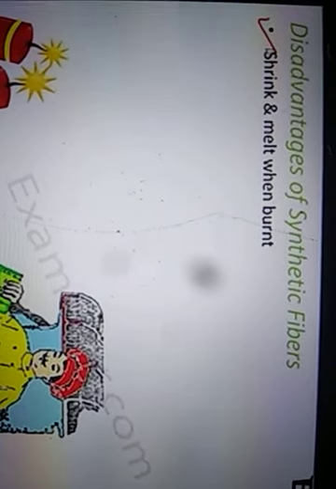It sticks to the body of the person, and it is extremely risky to wear synthetic cloth while cooking or while burning firecrackers or while handling anything with fire. So it is always advisable to wear cotton clothes or natural fibers, so that you can protect yourself from fire. This is the important thing you should remember. Whenever you are going to deal with fire, you should not wear synthetic clothes.